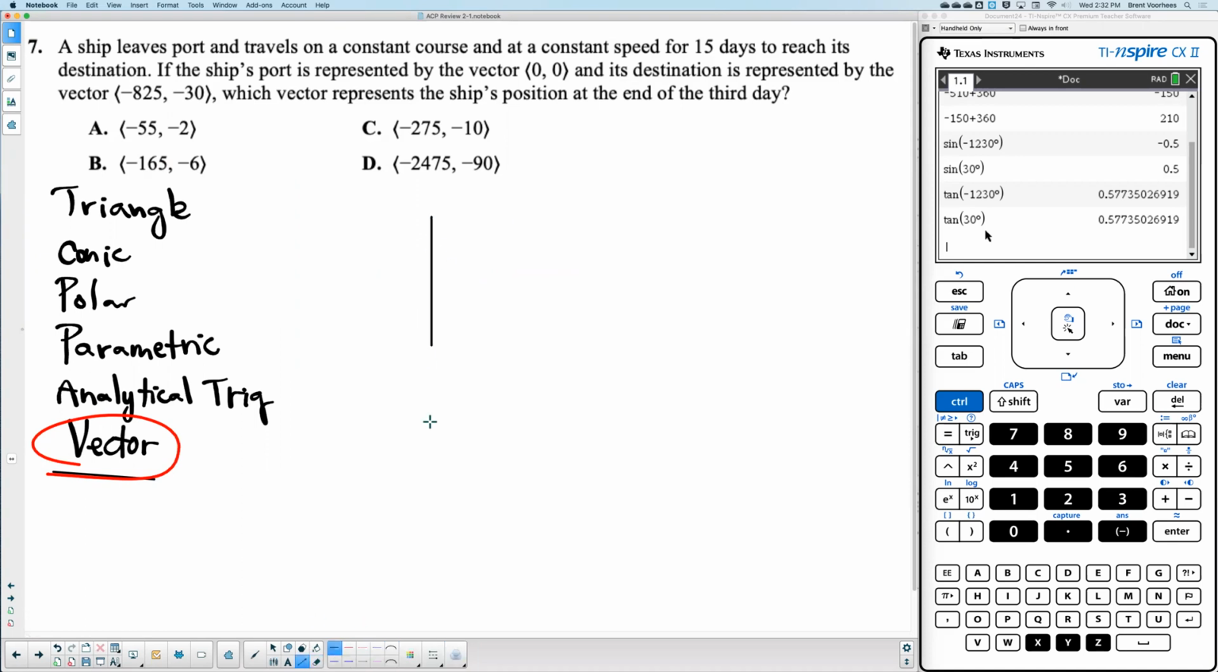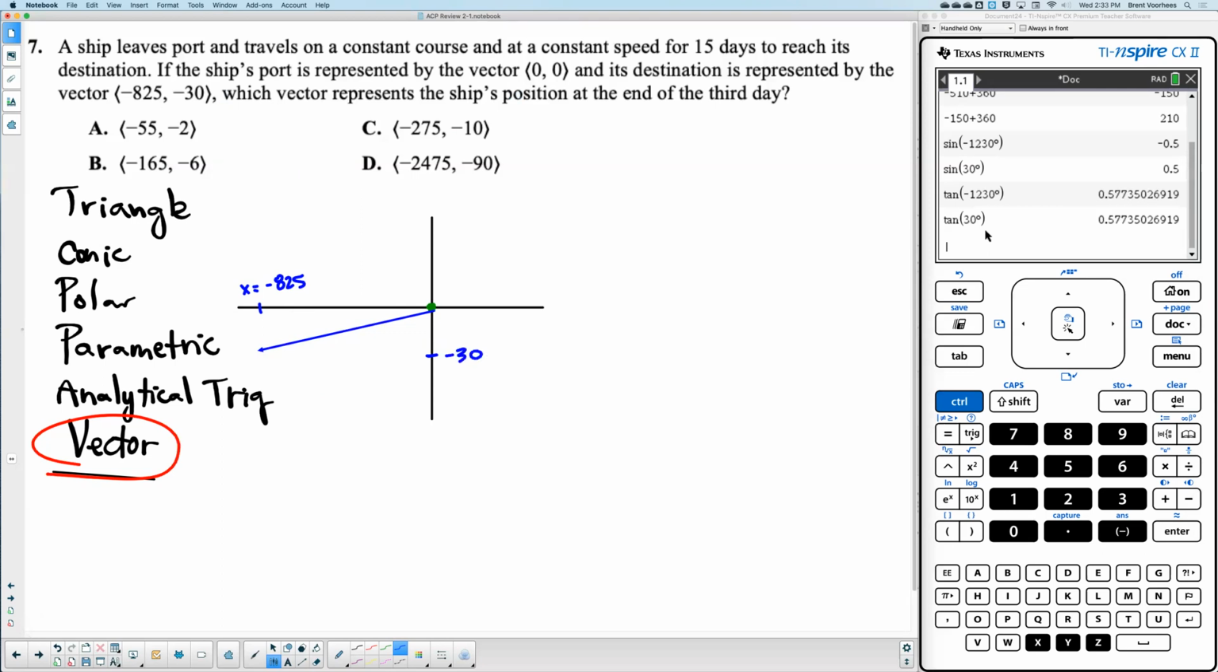The graph starts at port, and the port is where? (0, 0). So we start here. But then the ship moves to what point? Okay, so it goes way over here, (-825, -30). They just gave us an x and y. If you didn't realize that, they just told us our x value is -825 and our y value is -30. That's what they told us.